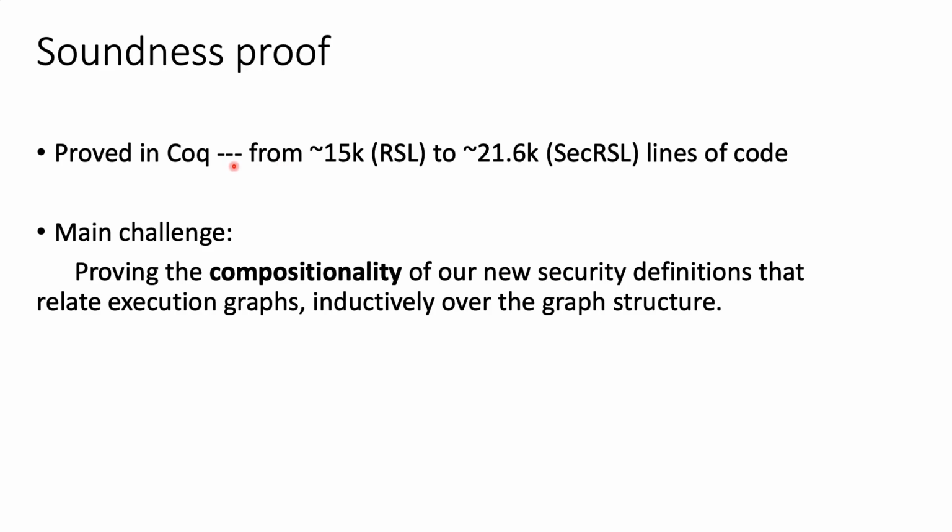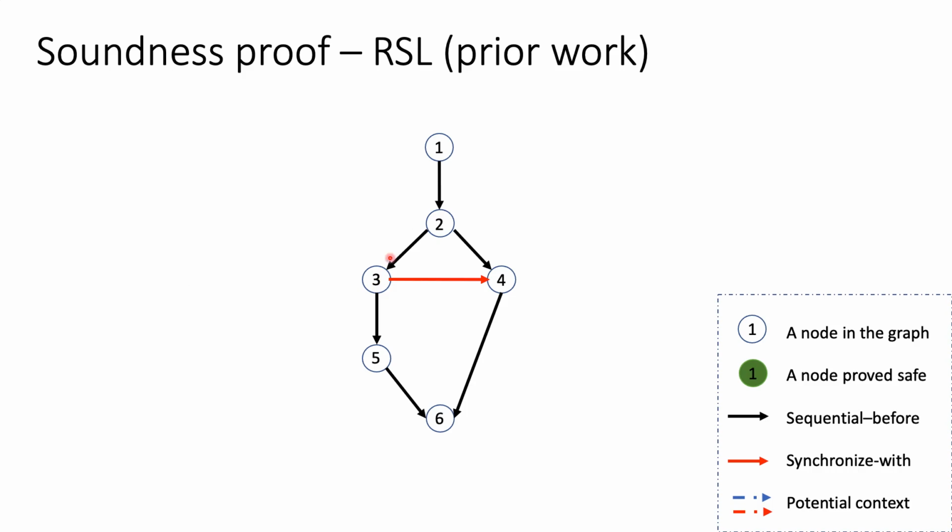We prove the soundness of our logic in Coq by extending a prior formalization of RSL. The main challenge of the soundness proof was to prove the compositionality of our new security definition that relates execution graphs inductively over the graph structure. We briefly describe the high-level structure of SecRSL's soundness proof in comparison to the non-security logic RSL that reasons only about single program executions. This picture shows an execution graph where node 1 is the initial program action, node 2 forks the program into two threads, and nodes 3 and 4 synchronize the two threads. Node 6 is the final program action.